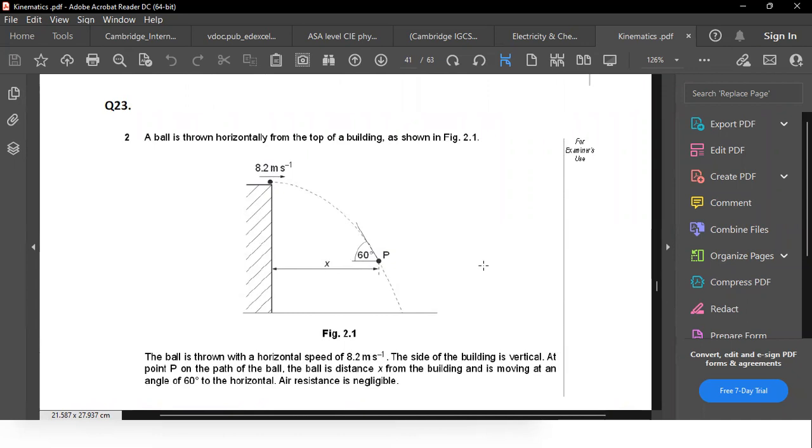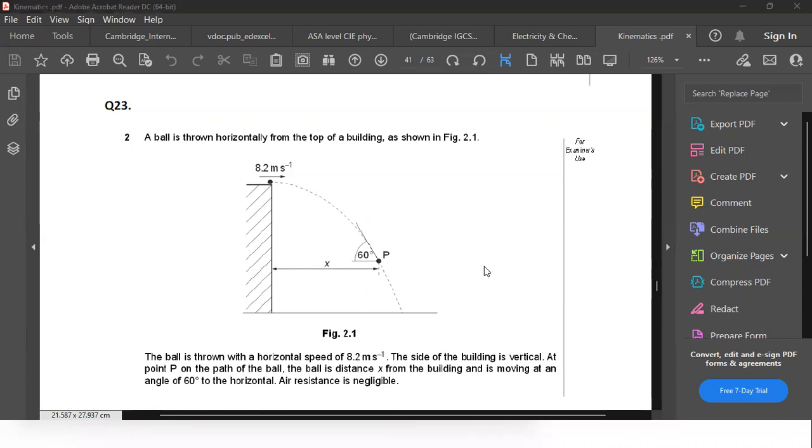Okay, so we know that the initial vertical velocity is zero at the start, and the acceleration is 9.81. So can we use, wait, we know v and we know u, and we need to show that v is equal to this, so we basically need to find the time, right? Do we need to use trigonometry for this? What do you think?